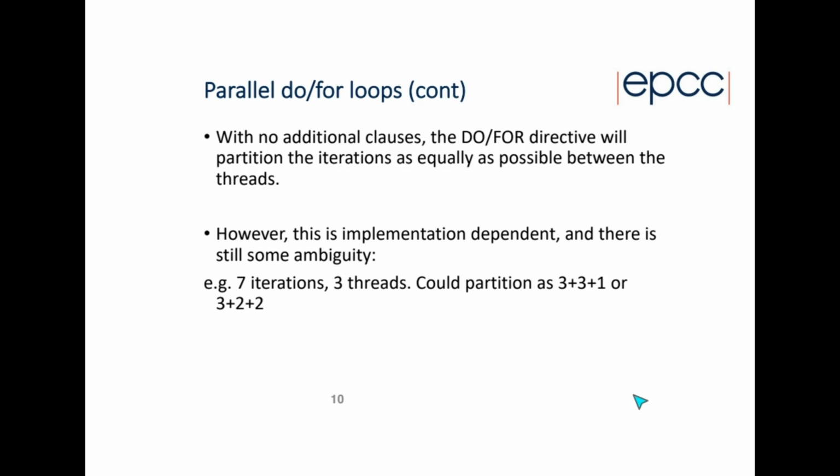That makes total sense, provided the loop iterations are well load balanced. If every loop iteration is going to take more or less exactly the same time to execute, then the default behavior is what we want. We want to share the loop iterations as equally as possible between the threads. But of course, that's not always the case. In many loops, there will be some load imbalance, so some loop iterations may take longer than others to execute.